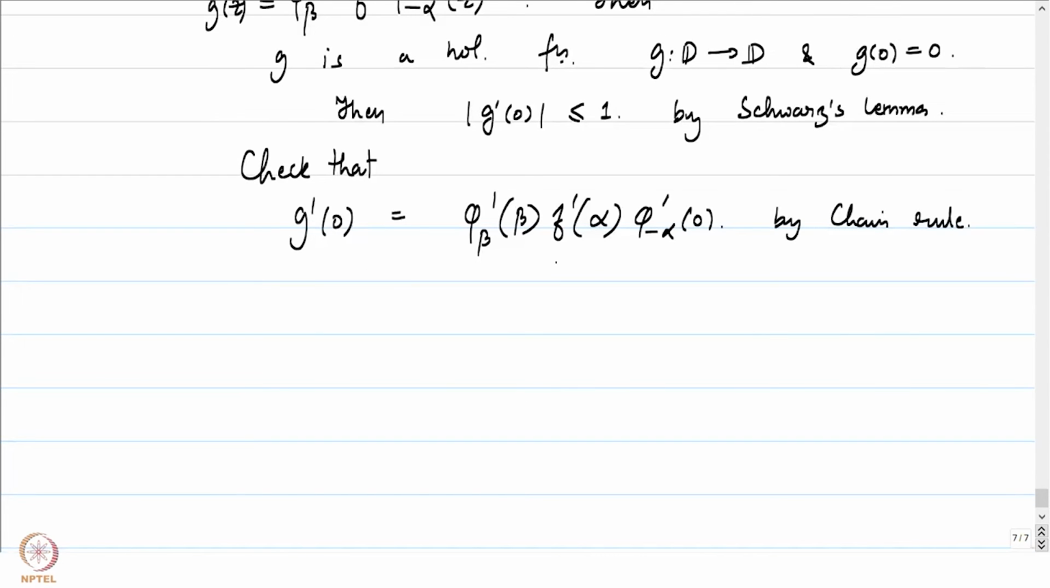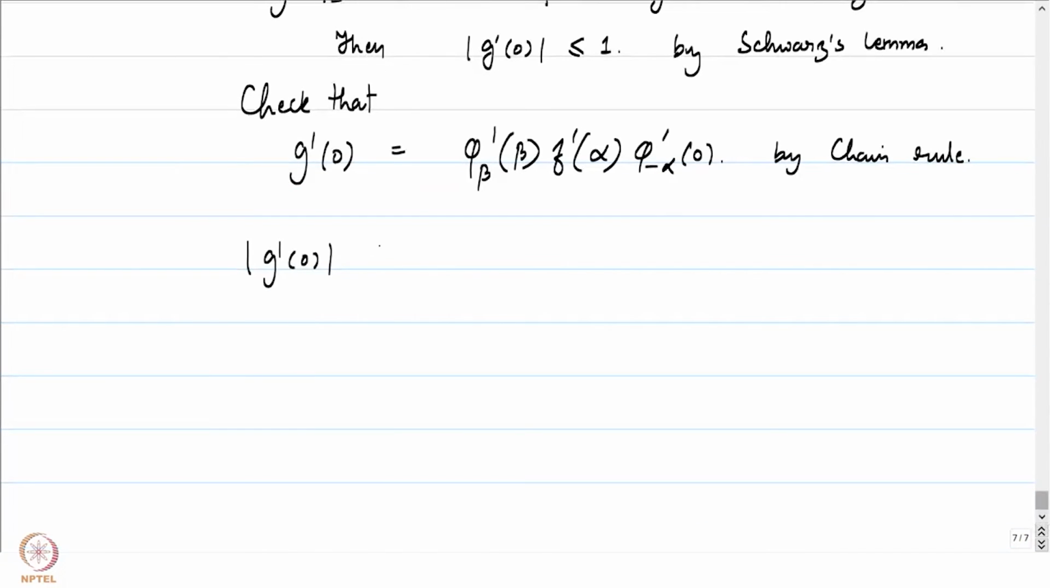So if you now focus on the absolute value of g prime at 0, that's going to be the product of the absolute values of these three numbers. We know phi beta prime of beta is equal to 1 by 1 minus mod beta square. This is already a positive quantity, because beta is in the unit disk, so the absolute value is not needed, times f prime at alpha, times the absolute value of phi minus alpha prime of 0. That was computed to be equal to 1 minus mod alpha square.